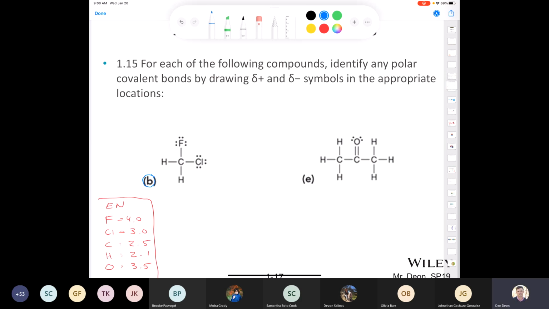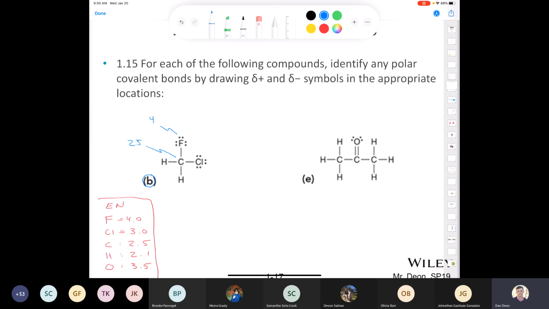Any at all? Somebody says, yeah, I agree. Can anybody tell me which one I might want to look at? So somebody says the carbon-fluorine bond. Yeah, absolutely. I would say the carbon-fluorine bond is definitely a polar bond, right? Because we know that fluorine has an electronegativity of 4 and carbon is 2.5. So that's definitely a polar bond, right?